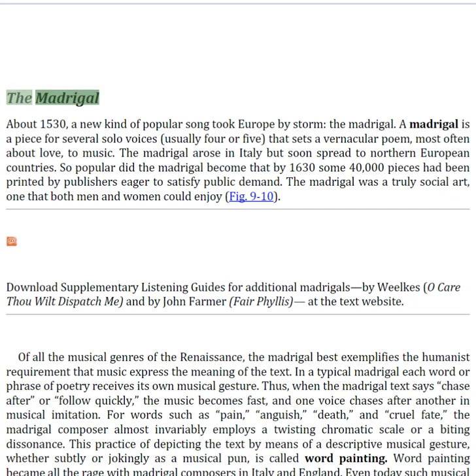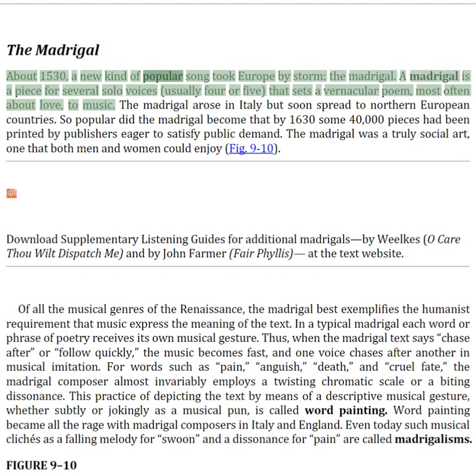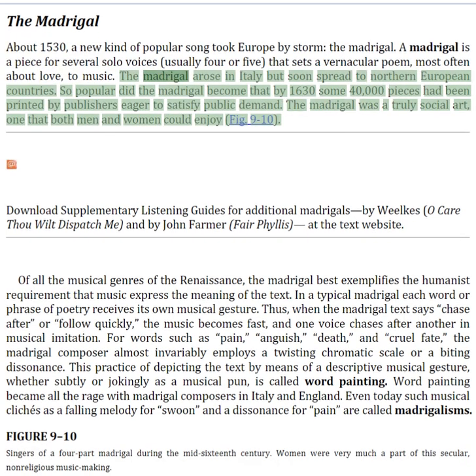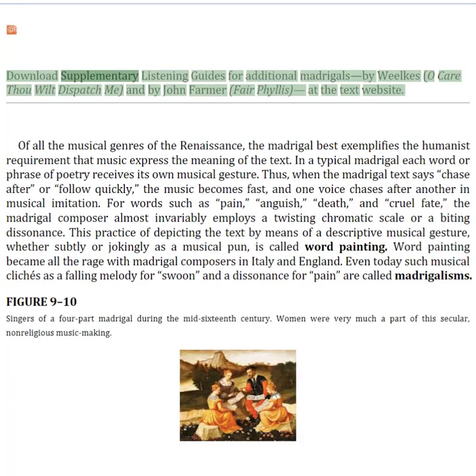The madrigal. About 1530, a new kind of popular song took Europe by storm, the madrigal. A madrigal is a piece for several solo voices that sets a vernacular poem, most often about love, to music. The madrigal arose in Italy but soon spread to northern European countries. So popular did the madrigal become that by 1630 some 40,000 pieces had been printed by publishers eager to satisfy public demand. The madrigal was a truly social art, one that both men and women could enjoy. Download supplementary listening guides for additional madrigals, by Weelkes and by John Farmer, at the text website.